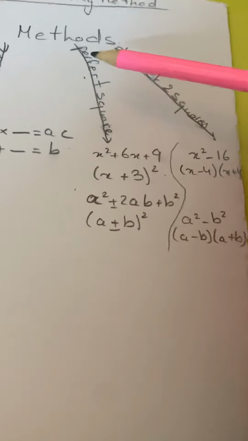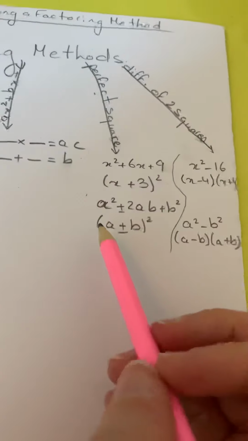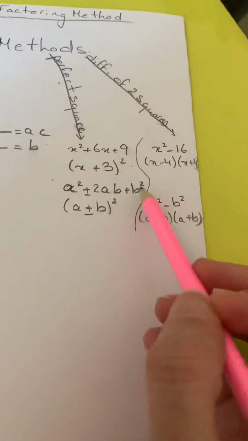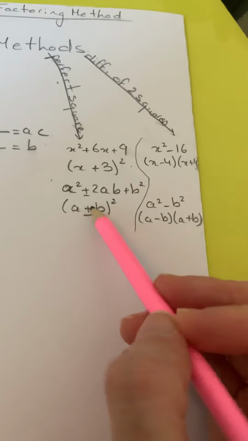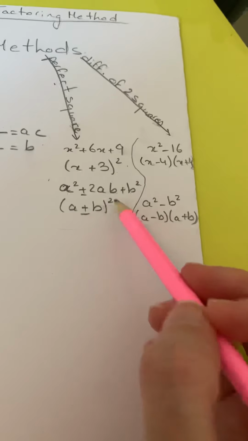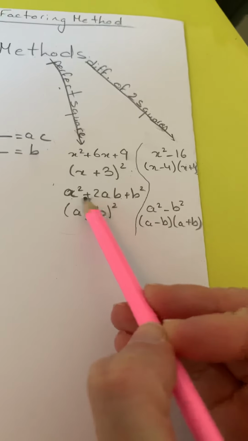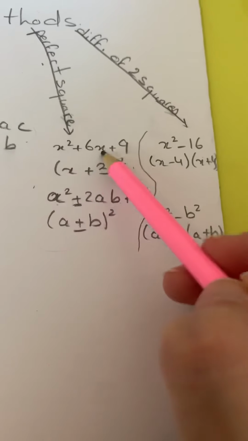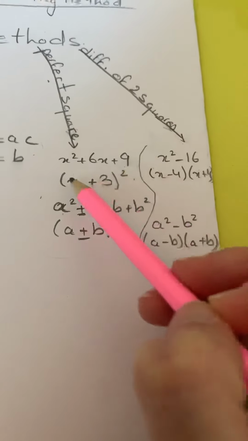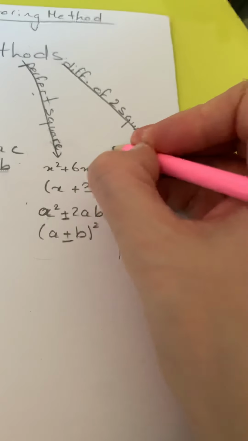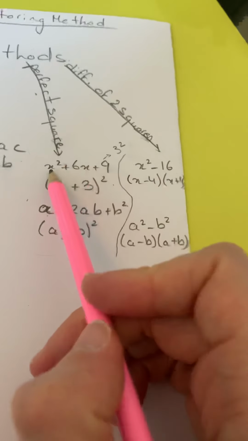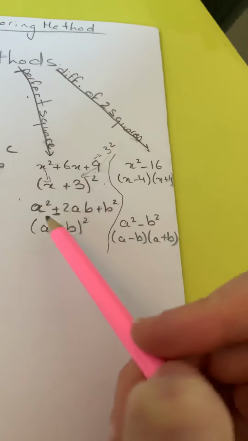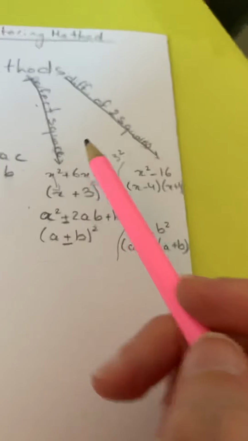The fourth way is if you have a perfect square. This is the general formula of a perfect square. If you have a squared plus 2ab plus b squared, it will be a plus b all together power 2. And here, if it was a minus, here you have a minus. For example, this one. If you have x power 2 plus 6x plus 9, so we said that 9 is 3 power 2. So we put x here, and 3 we put it here, and you put a power 2 outside. This is called perfect square.